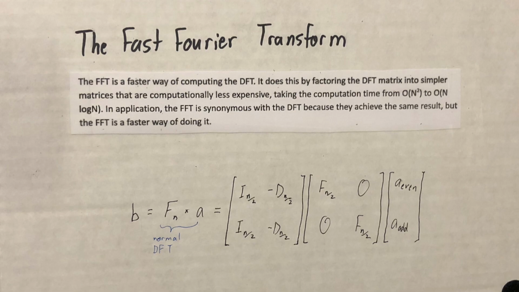One other side note that is actually extremely important to the motivation behind this whole concept: the fast Fourier transform. The FFT algorithm is simply a faster way of computing the discrete Fourier transform. It does this by factoring out the DFT matrix into simpler matrices that are computationally less expensive, taking the computation time of the DFT, which is O(n^2), to O(n log n).